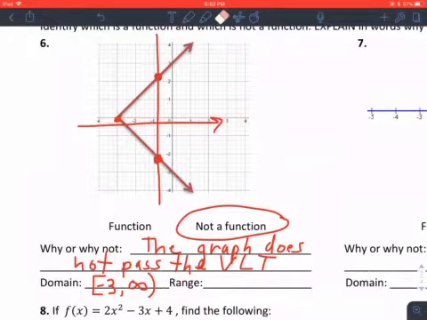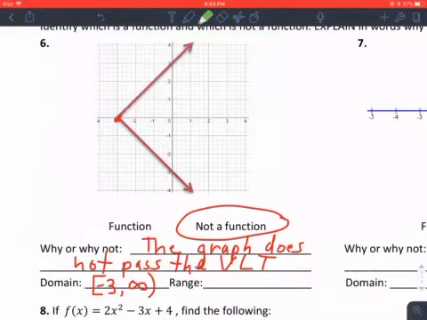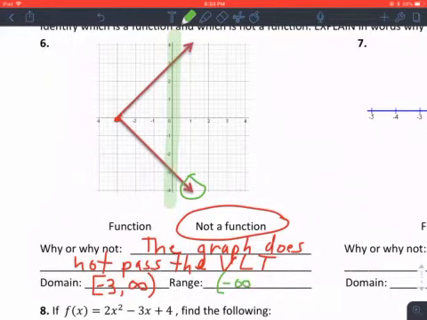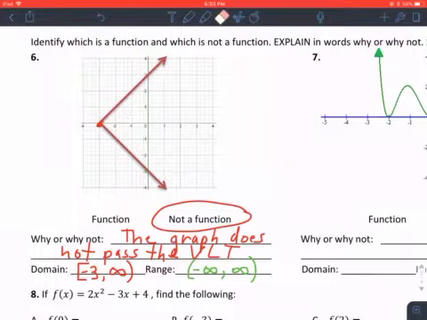Okay, so now let's take a look at the range. When I'm thinking about range, I'm thinking the y values. So how low does this graph get to how high does it get? I see an arrow pointing down, which means this goes down and right forever. So this range is going to start at -infinity, and it goes up forever, so it goes to positive infinity. So there is my domain and range for number 6.